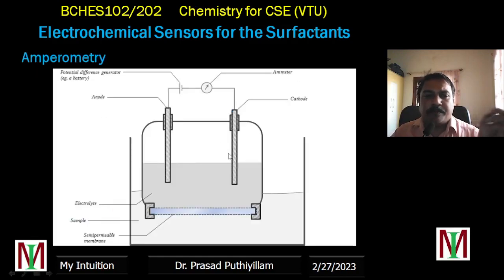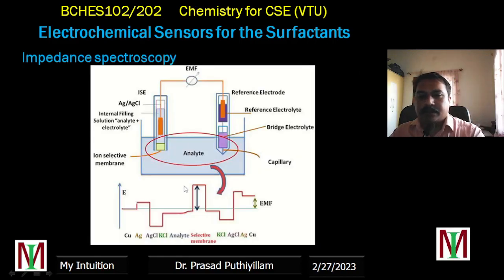This is amperometry. One example is given. There are so many different amperometric instruments available. One I took from the net. It consists of an anode, a cathode, an ammeter, and a battery connected to that. A potential difference generator is developed, and the electrolyte is kept behind a semi-permeable membrane. Then it is connected to the sample which we want to analyze. Based on that, movement of ions through the semi-permeable membrane and changes in the ammeter reading will give the results.